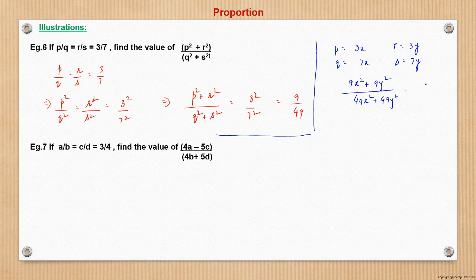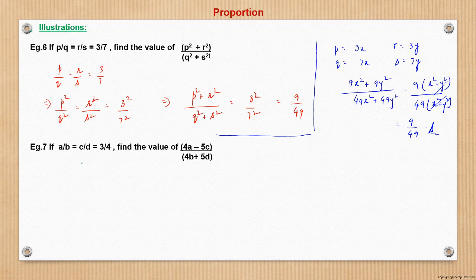So here what happens? If we take 9 common, x square plus y square upon 49 x square plus y square. This gets cancelled. So what remains is 9 by 49. Same as what we had got here as an answer. So here we have to assume and then solve. Here directly we could have said, as soon as we saw that this is nothing but the square of the ratios, we could have simply squared the value of 3 by 7 and got the answer, right? Another problem here.